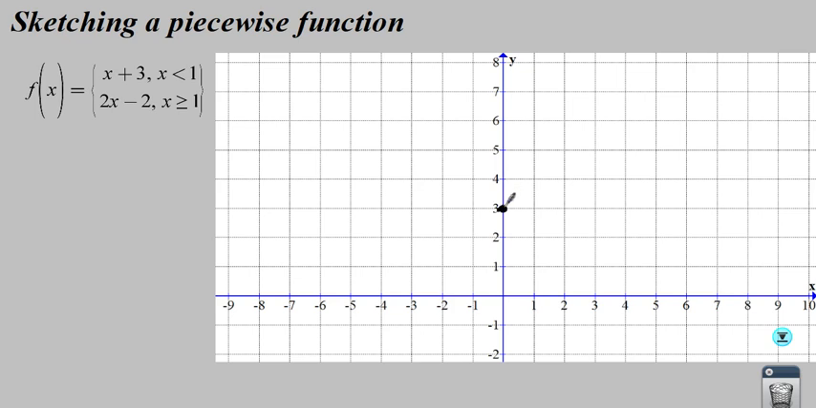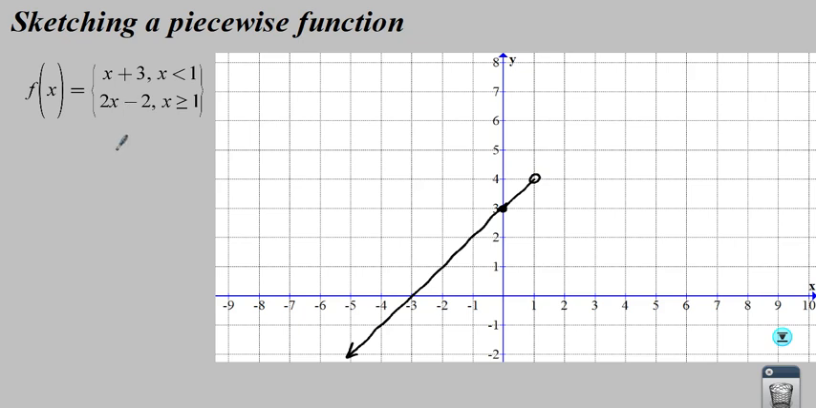So this is the sketch of this part. But the rule says that this is applicable for values of x that are less than 1, which means that this is not part of the curve of the function. So I simply remove it. And since it ends at 1 but does not include it, I put an empty circle here.